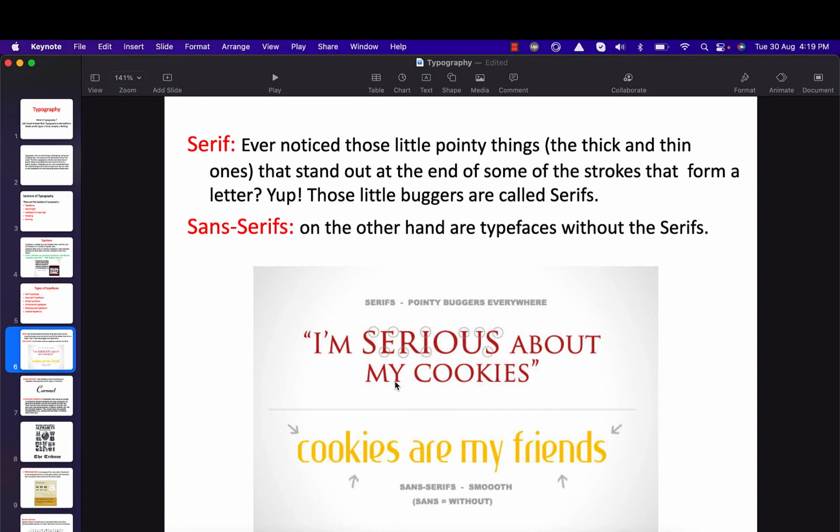Garamond, Georgia. There are a lot of fonts which have the pointy things that we call serif. Sans serifs include Helvetica, Arial, Roboto, Google Sans. Those are all sans serifs.